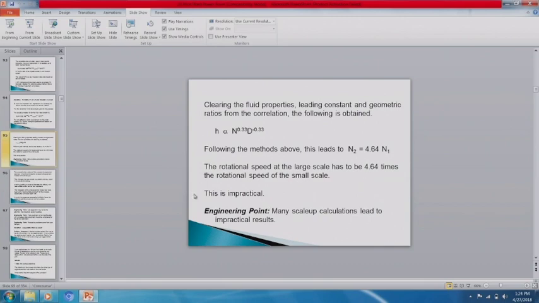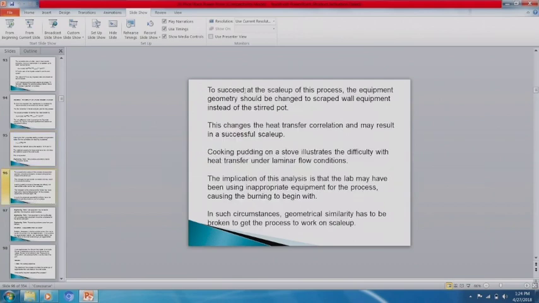And what will happen is this becomes impractical. Our scale-up procedure essentially becomes impractical. And that's what we have there. To succeed at scale-up in this process, the equipment has to be changed to a scrape wall instead of a stirred pot. This changes the heat transfer correlation, and may result in a successful scale-up.